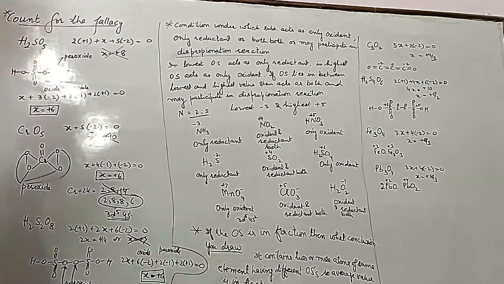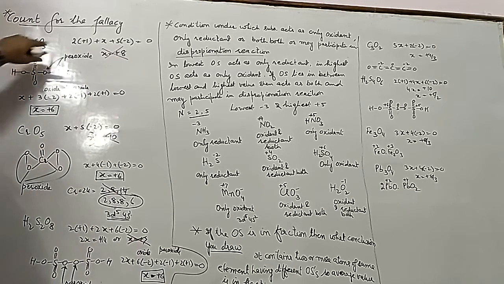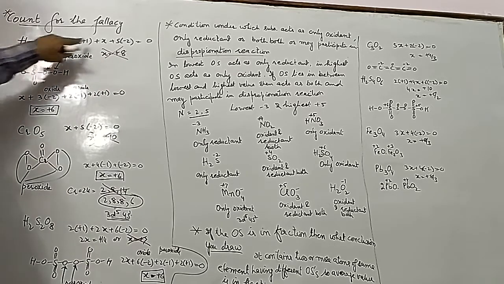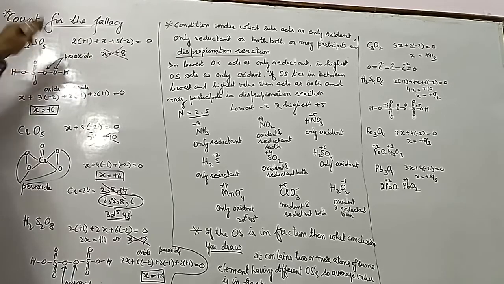Like in the case of H2SO5, if I try to find the oxidation state by the normal method, the oxidation state comes out to be plus 8. That is 2 into plus 1, plus x, plus 5 into minus 2, since the oxidation state of oxygen is generally taken as minus 2. It comes out to plus 8, which is wrong.